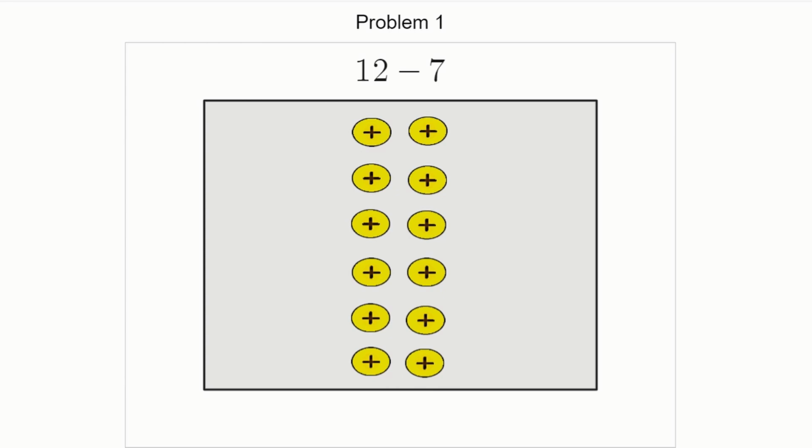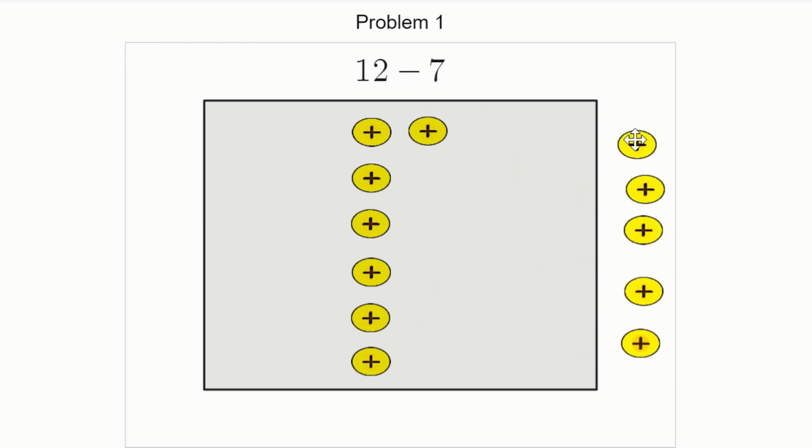So, in terms of chips, what does it mean to have 12 minus 7? The way I like to think of it is, we're starting off with 12 yellow chips, and for me, subtraction means to take away. So I'm starting with 12, and I'm going to take away 7 chips. So let's go ahead and take away 7: 1, 2, 3, 4, 5, 6, and 7. So 12 minus 7, and we have 5 left over. So 12 minus 7 equals 5.